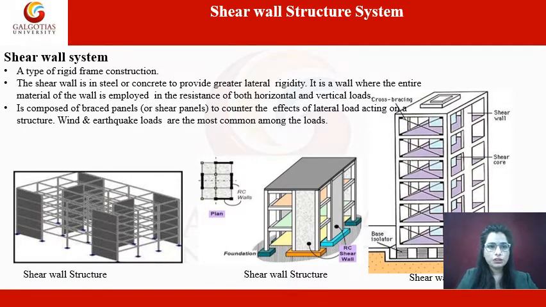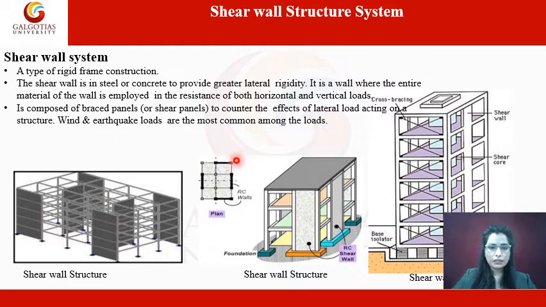Next structure system is shear wall. A shear wall is a type of rigid frame construction. The shear wall is in steel or concrete to provide greater lateral rigidity. It is a wall where the entire material of the wall is employed in resistance of both horizontal as well as vertical load, and is composed of braced panels to counteract the effect of lateral load acting on a structure. Wind and earthquake loads are the most common among the loads.